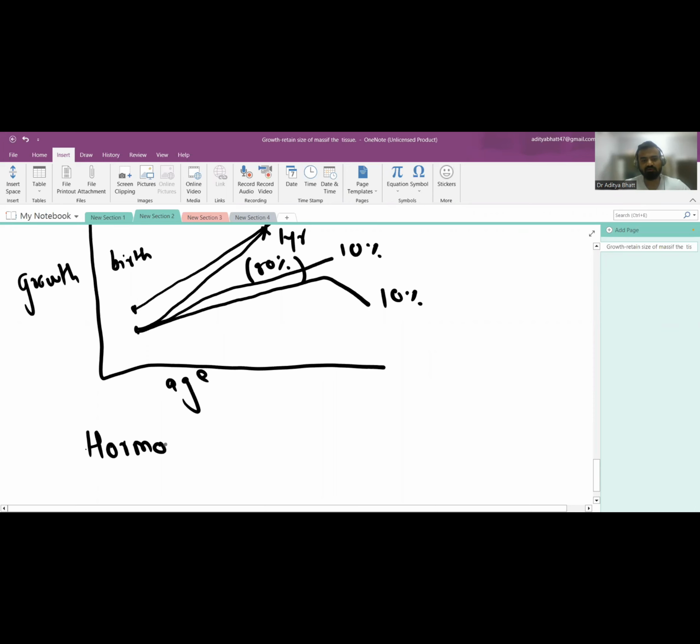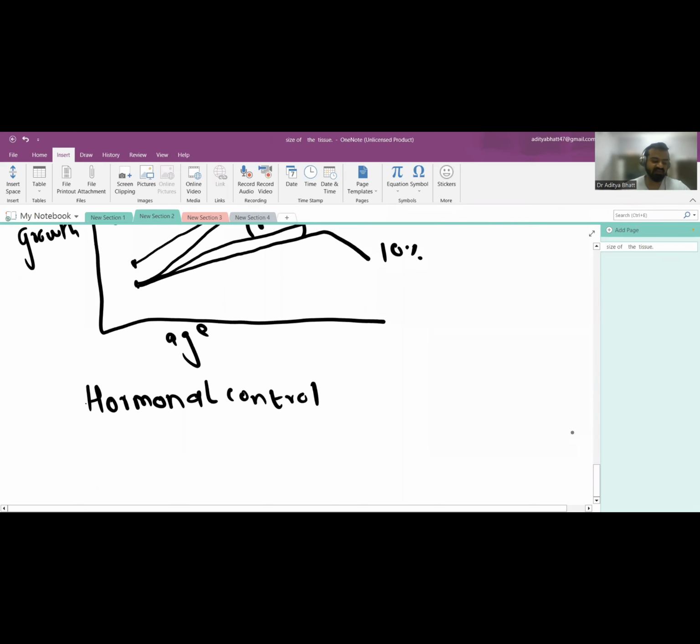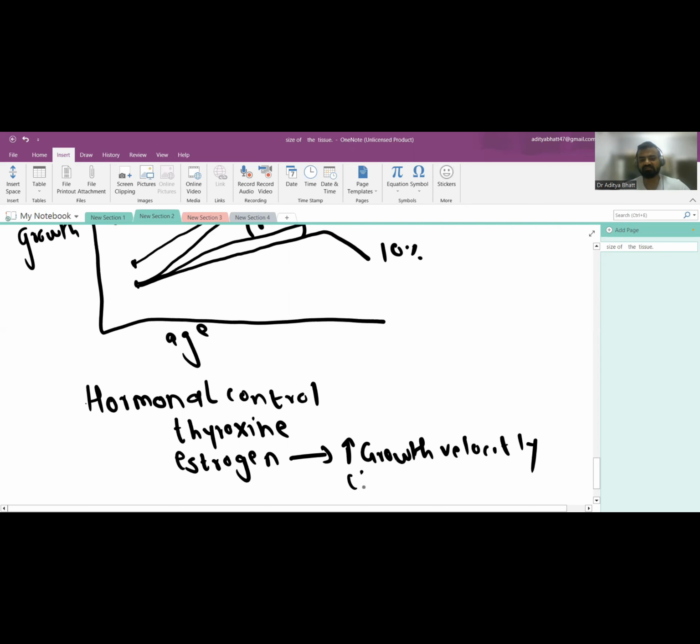The third influence is hormonal control. Hormonal control is very, very important. You have to remember that thyroxine is very important in growth postnatally also. Then estrogen is very important for postnatal growth. Why? Because it increases the growth velocity, but it also closes the epiphysis faster.